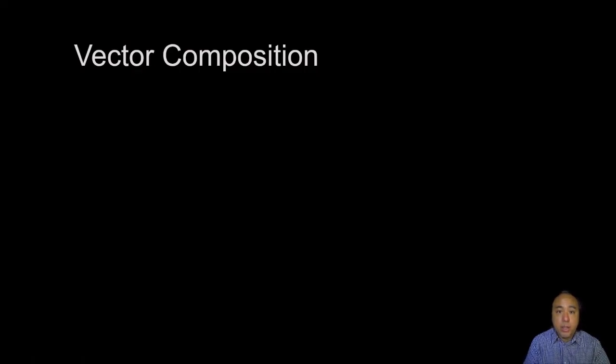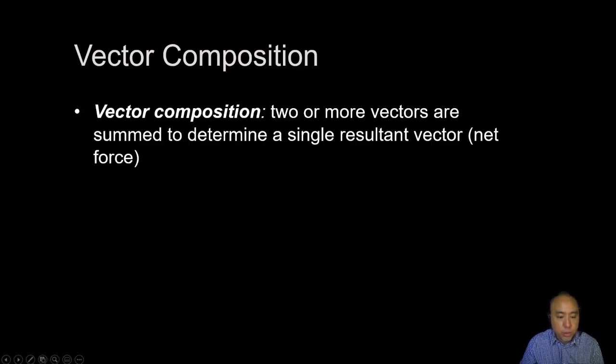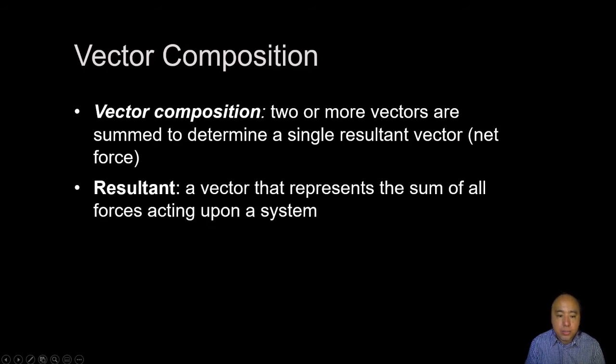So more often than not, you have more than one vector, or a system may have more than one vector that's being applied to that system or being pulled in multiple directions. And so we can use vector composition in order to determine the resultant or net vector, or net force, that's acting on a single vector. And this is sometimes referred to as the resultant vector or the net force if we're using forces as an example for the different types of vectors.